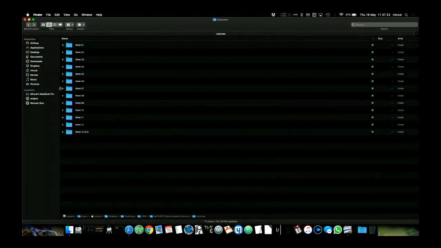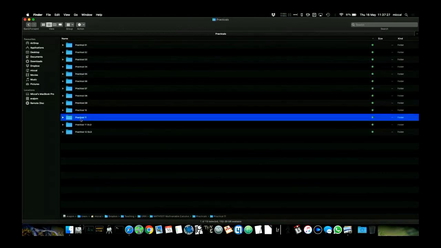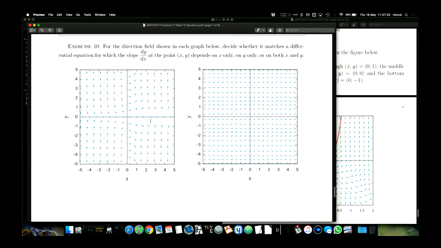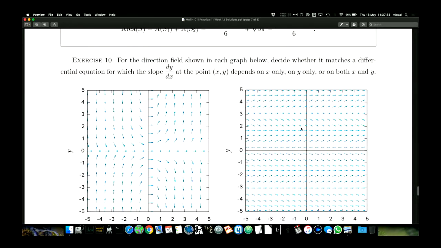So in the practical class next week, there will be this question. Right, this is the kind of thing I'll ask. For the direction field shown in each plot below, decide whether it matches a differential equation for which the slope depends on x only, on y only, or on both x and y. So in other words, do these correspond to dy/dx equals a function of x only, dy/dx equals a function of y only, or dy/dx is a function of both x and y?